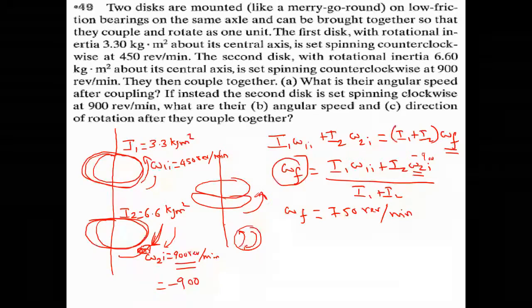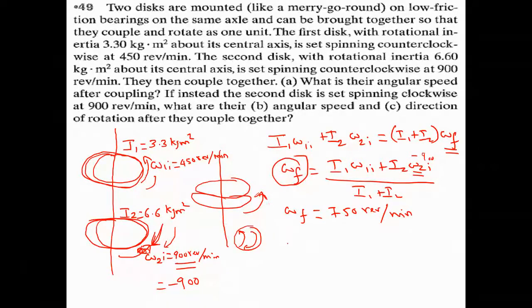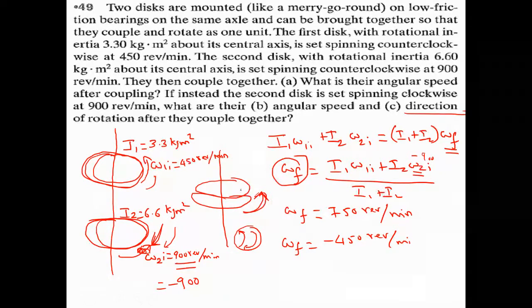Yes. Now, when you just substitute the value, you'll get minus 450 revolutions per minute. Now, what should be the direction, brother? Could you please tell me the direction? Because in the first part of the question, both wheels are rotating in the same direction. So your coupling direction is also in the same direction. Am I right?